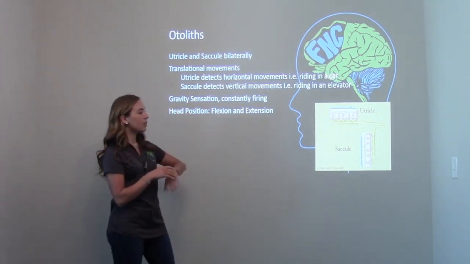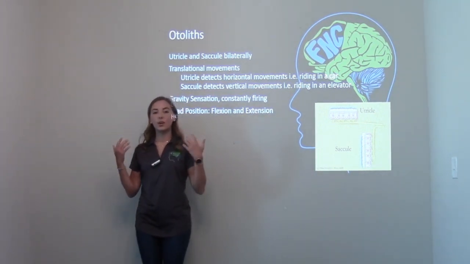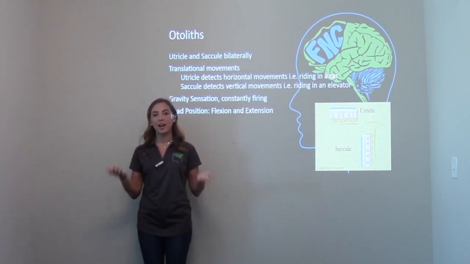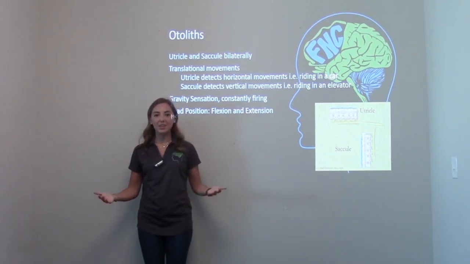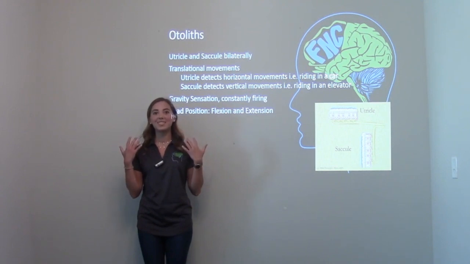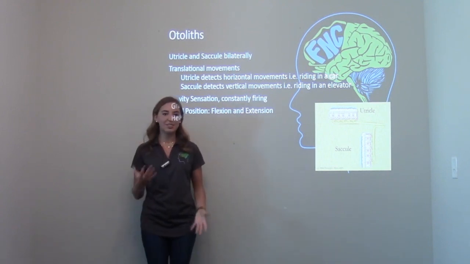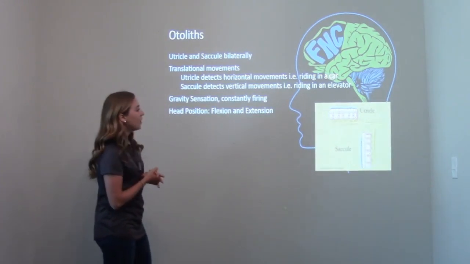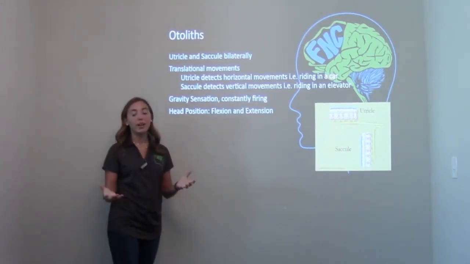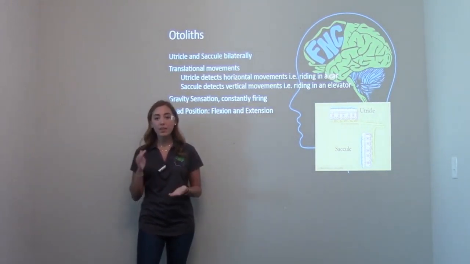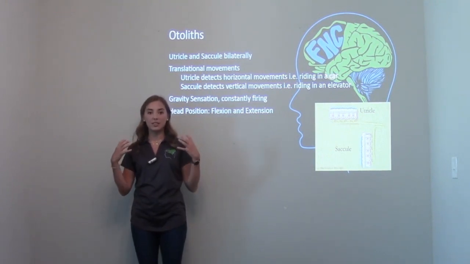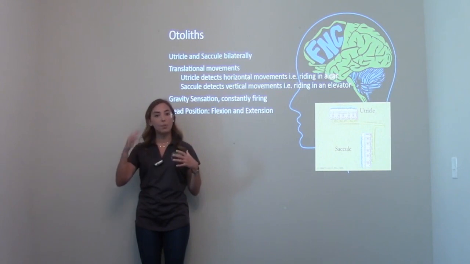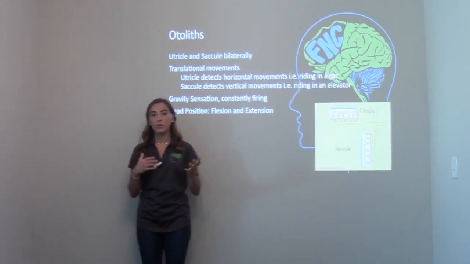And our saccules help us to detect vertical movement. So another easy way to think about this is going up in an elevator. So if you've ever been to Disney World and been in the Tower of Terror, the saccules help us to know when we're going up and also help us to detect that sudden drop when we're going down, so we know where we're moving. These systems are incredibly important in helping us to recognize gravity in our world. And because of the constant downward force of gravity on our systems, the otoliths are constantly firing. So even when we're not moving up or down or horizontally, these systems are always firing to help us know when we are moving or when we aren't moving.